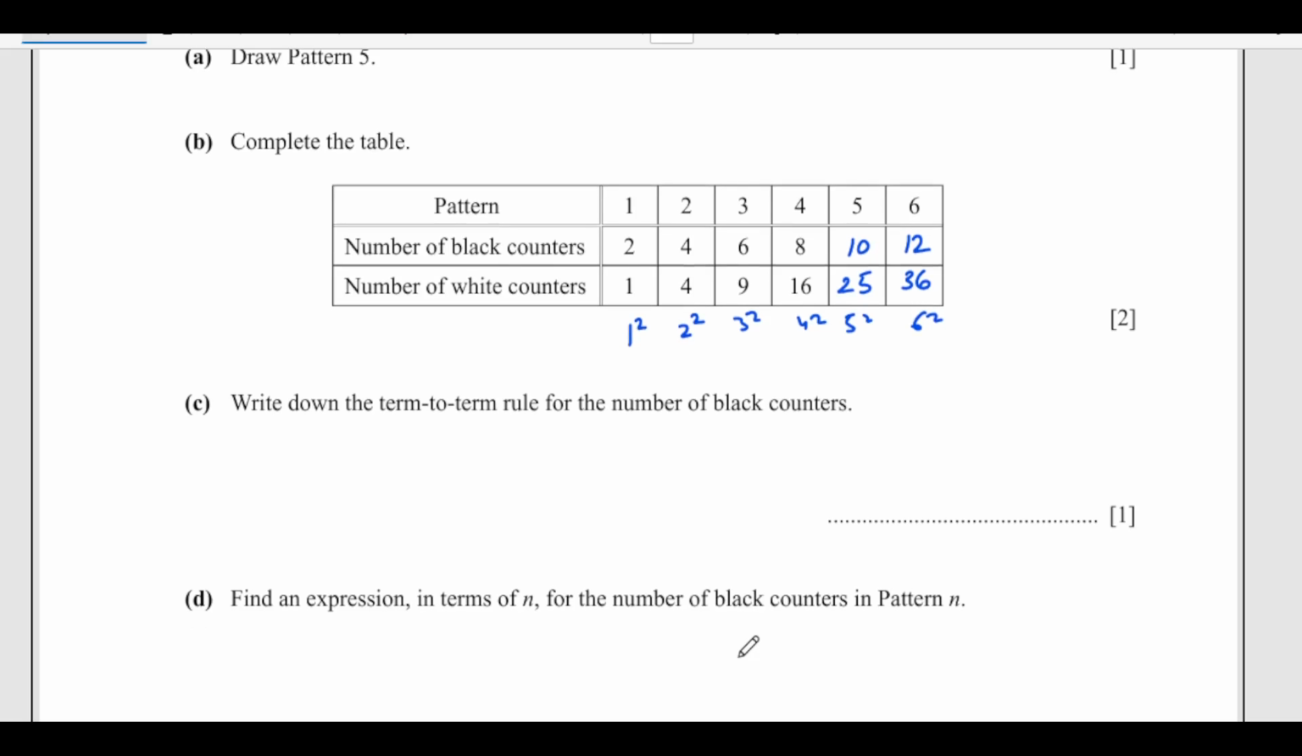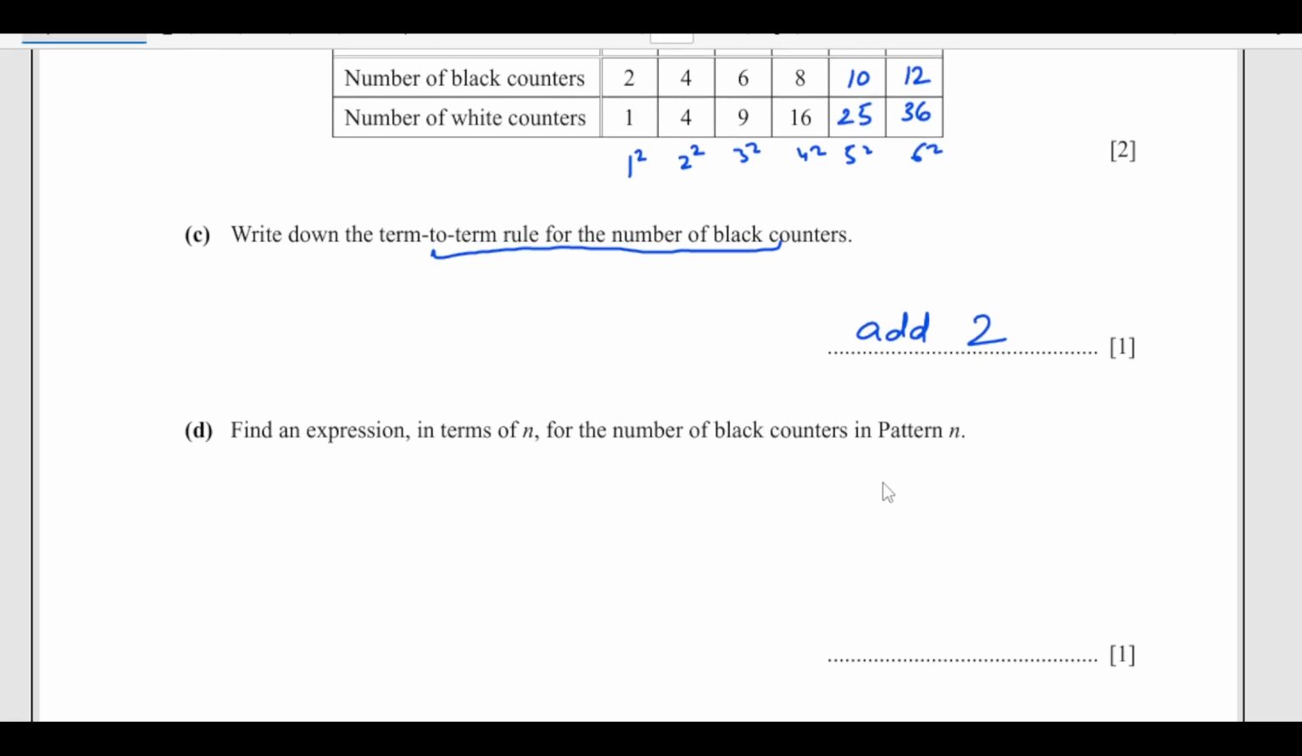Now write down the term to term rule for the number of black counters. Term to term rule is how you are going to get the second term from the first term. If you see here for the black counters, 2, then 4, 6, so adding 2 all the time. So it is add 2. This is the term to term rule.